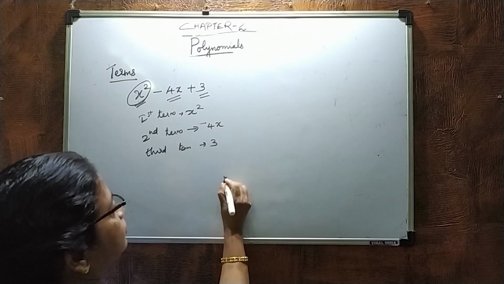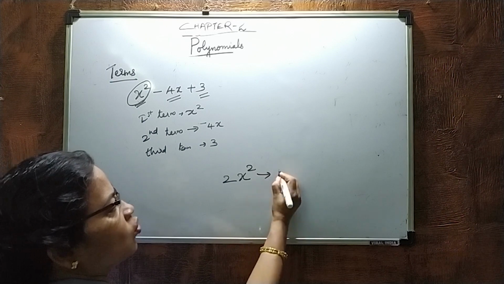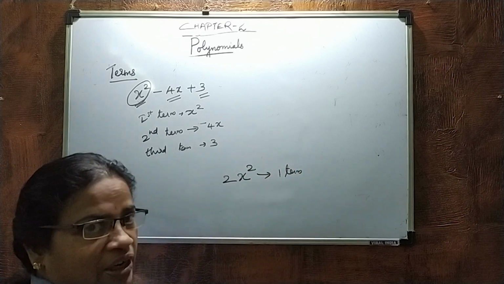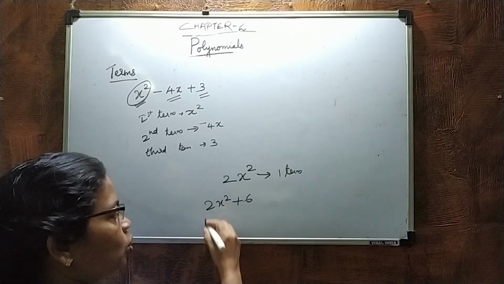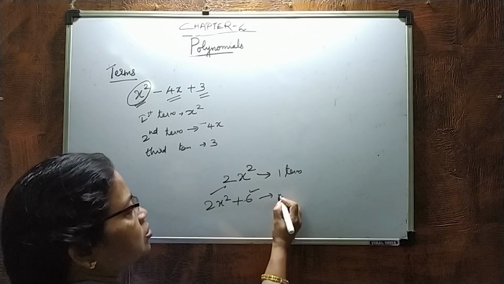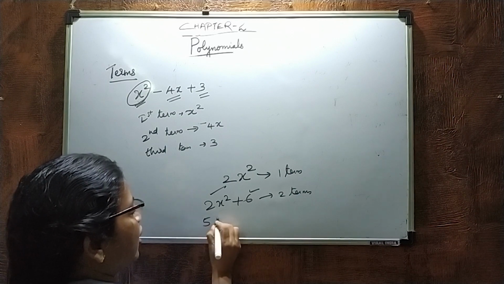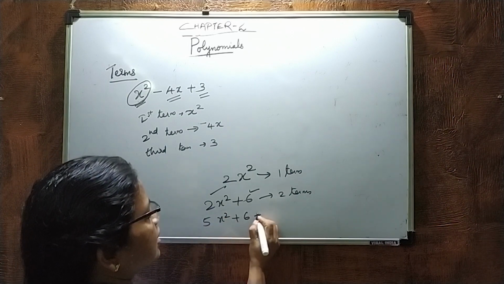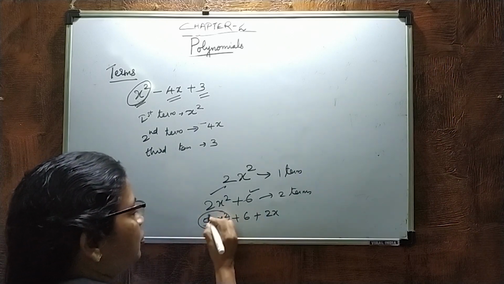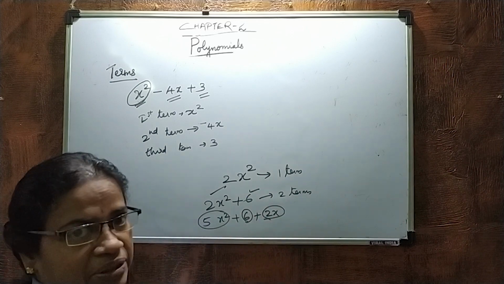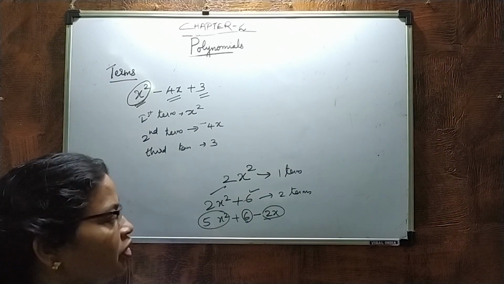Suppose it is 2x or 2x square. It is only one term. How will it be two terms? If it is 2x square plus 6: 2x square is the first term, 6 is another term, so two terms. Now suppose it is 5x square plus 6 plus 2x. How many terms? One term here, a second term here, and a third term here. Minus also is no problem. Here it is 3 terms.